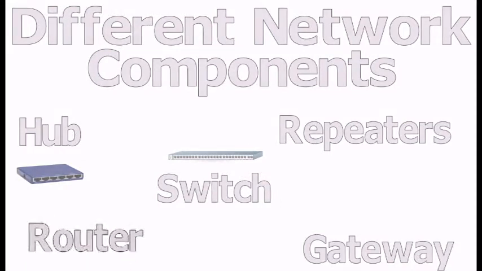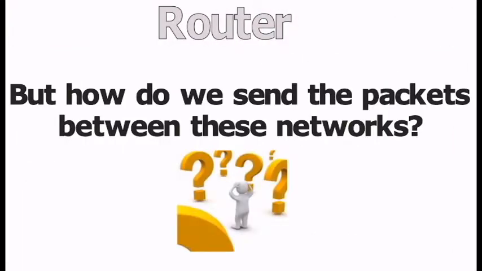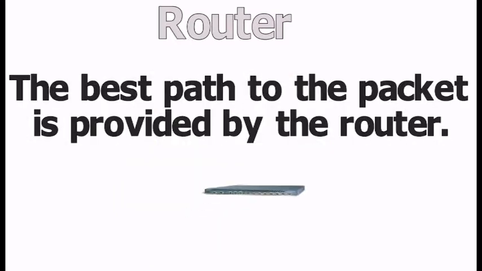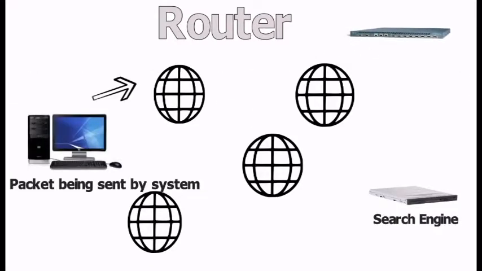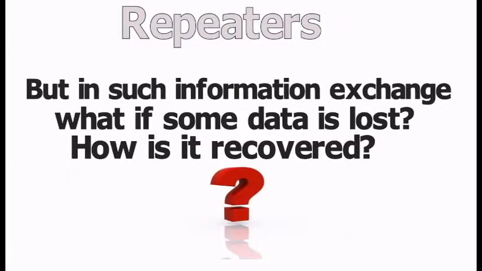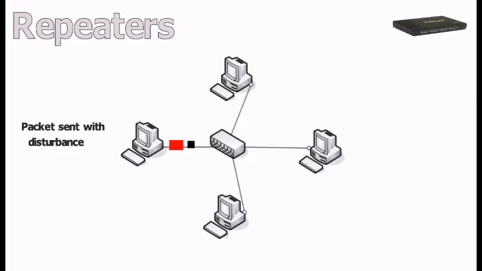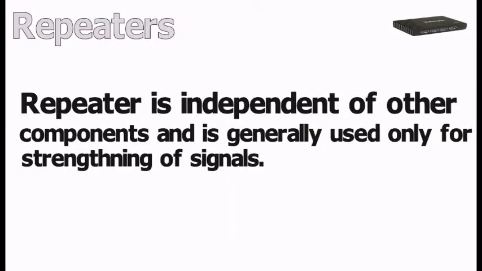The next component is the router. Routers provide the best path for the transfer of packets between two nodes or two different components. The transmission of packet is conducted by the router. The next is repeaters. Repeaters are used to overcome attenuation. Repeater is independent of other components.